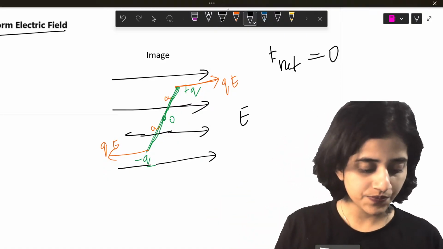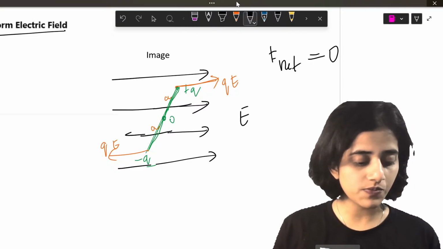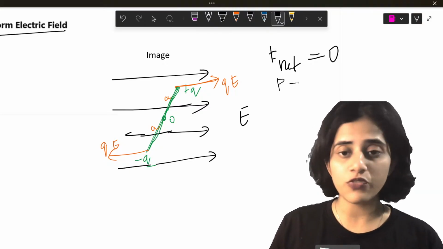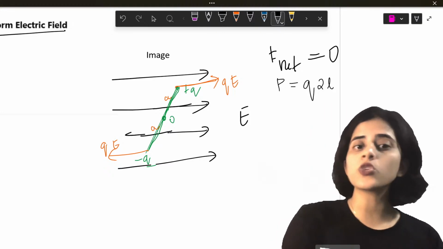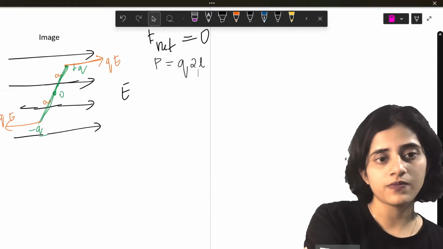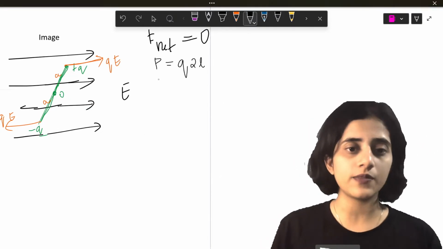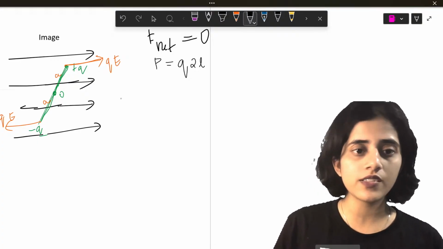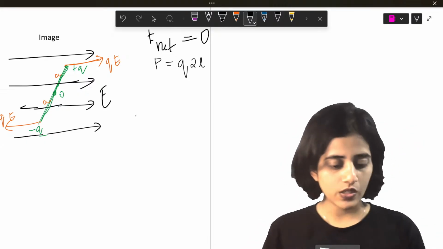But here, let me write down the formula, not for torque, for dipole moment. What is the formula for dipole moment? It is Q into 2L. Yeah. So dipole moment is Q into 2L. And the electric field is E. Okay. This much is clear.